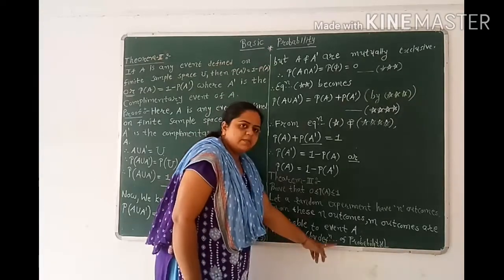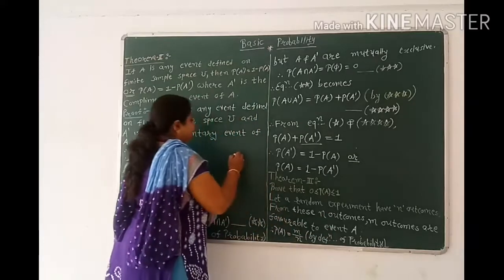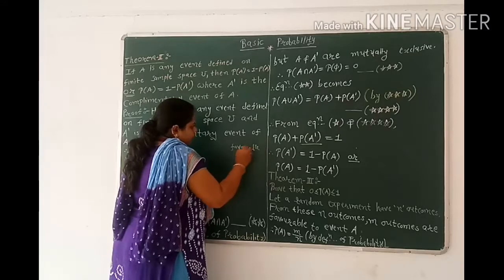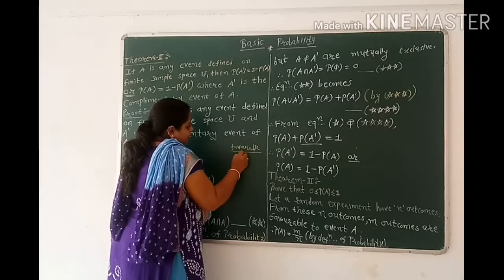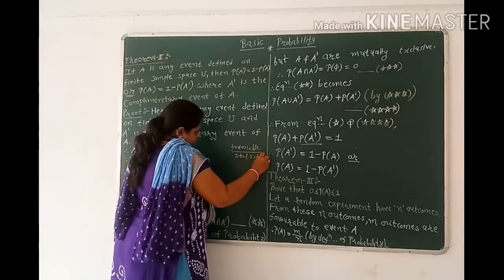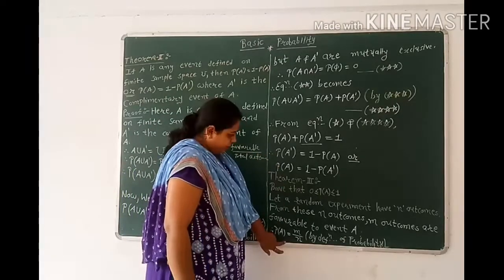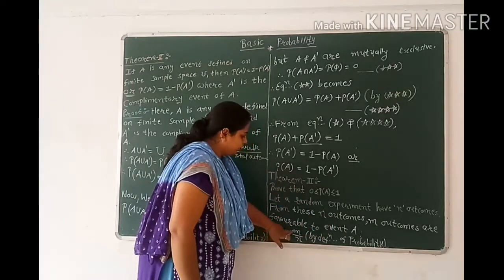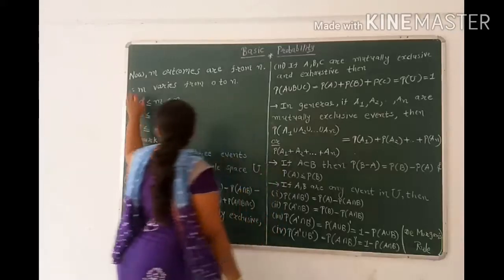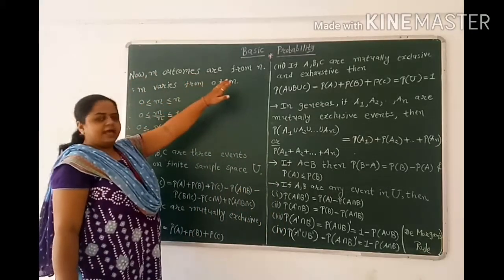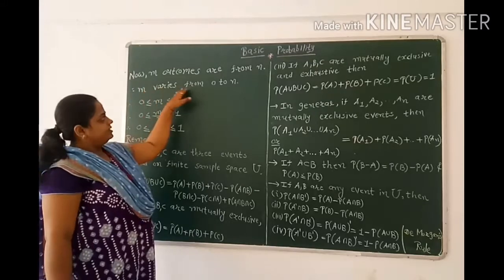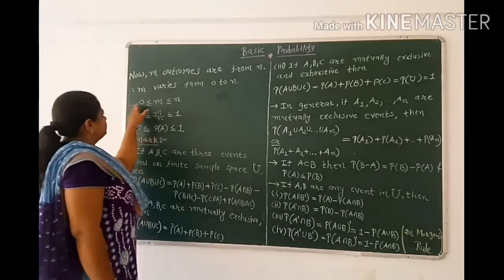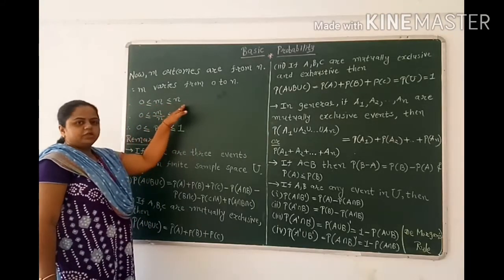Now the definition of probability. We know that probability of A equals favorable outcomes over total outcomes. So probability of A equals m by n, where m is the number of favorable outcomes and n is the total number of outcomes. Now m outcomes are from n outcomes, so m varies from 0 to n, because total outcomes are n. So 0 is less than or equal to m, which is less than or equal to n.